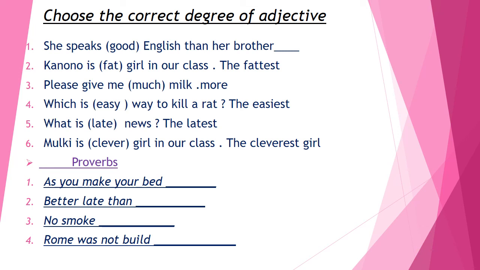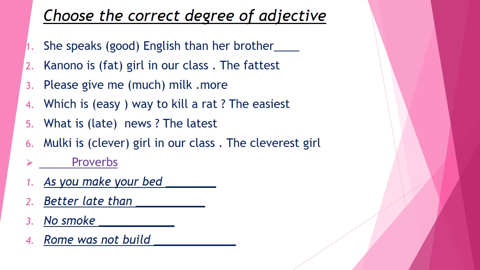Much changes to much, more, most. So since you had been given some, now you have more, you need more. We say, please give me more milk. Which is dash way to kill a rat?